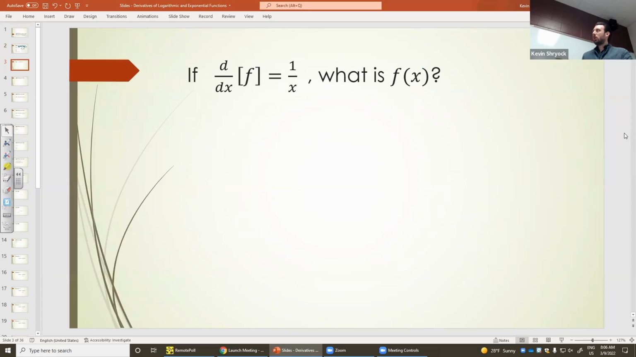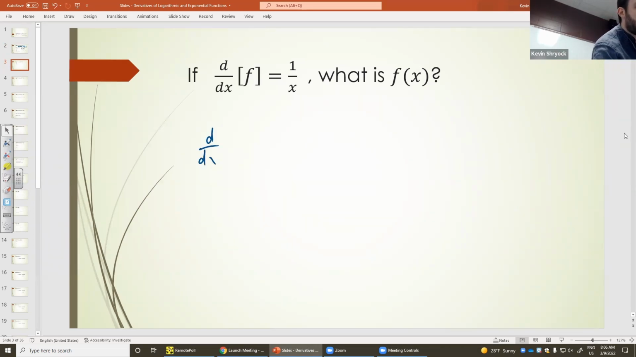So we talked about this one here. Let's just do a little bit of a reiteration. If I'm trying to do the derivative of f and it comes out to be 1 over x, the question is, what is f? We might think that this is something that has to do with power rule, because sure enough, it looks like something that is power rule.